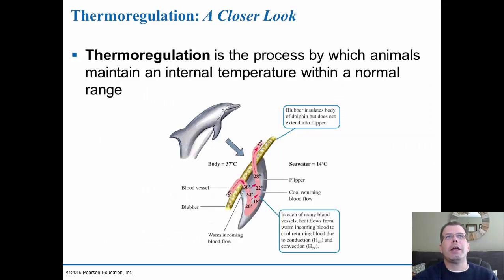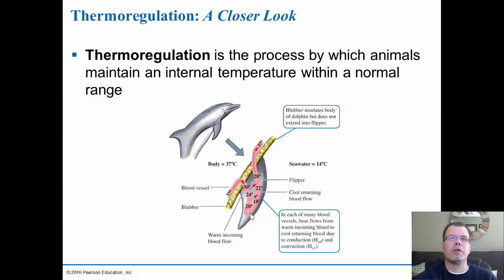Now, one of the ways that animals can regulate is by thermal regulation, and again, maintain internal body temperature within a normal range. And so if we look at this, typically marine animals have a layer of blubber on them that contains the insulation on the inside. So the body temperature stays around 37 degrees, and you can see the blood flow going in. But the flippers don't have that, so there's no blubber in the flippers, and so what you see is that it can maintain its blood.